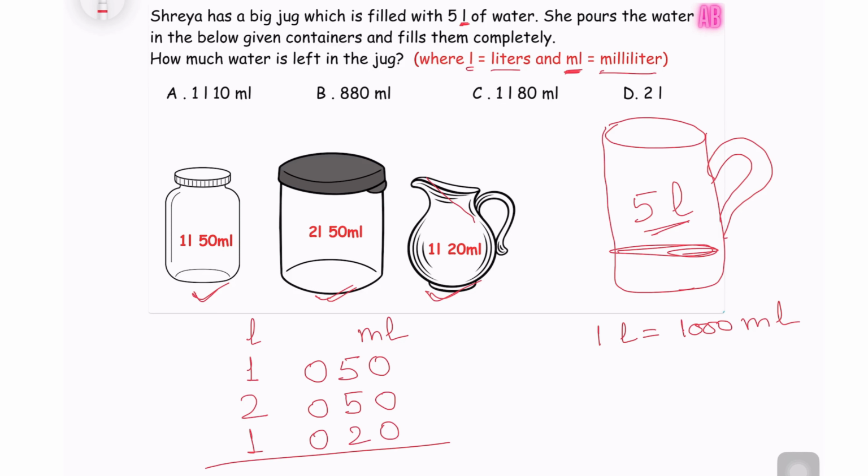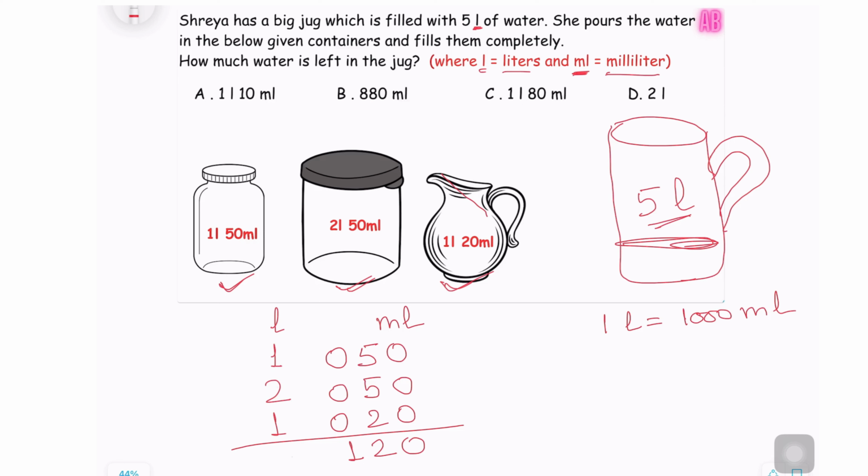Okay, so total capacity will be 0, 5 plus 5 is 10, 10 plus 2 is 12, then 1 plus 2 is 3, plus 1 is 4. So capacity is 4 liter 120 milliliter. Okay, now we will subtract from this one. 5 liter is equal to, okay, so let's do it in the same way. So here we have 0, 0, 0, and then here we will write 4 and 120.